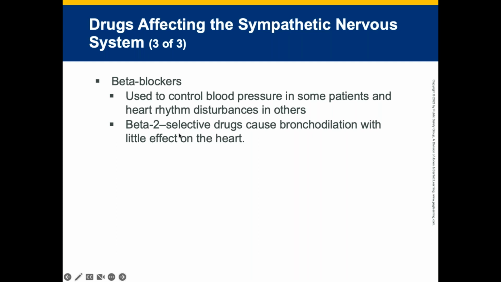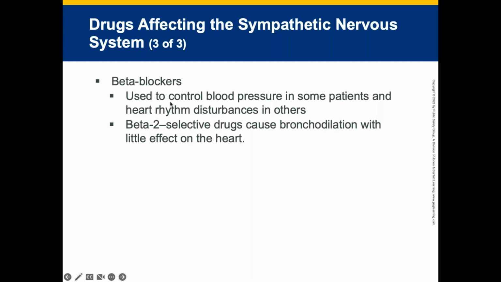Some medications stimulate alpha and beta receptors, whereas others are selective to specific receptors. Beta blockers are used to control blood pressure in some patients, a heart rhythm disturbance in others. So you administer drugs that antagonize the beta-1 receptor to treat cardiac arrest and hypotension, right? Beta-2 selective drugs use bronchodilation with little effect on the heart. But if you use albuterol, which is a sympathomimetic, you're going to have beta-1 effects because it does increase that heart rate, but also is selective to utilizing bronchodilation as well.